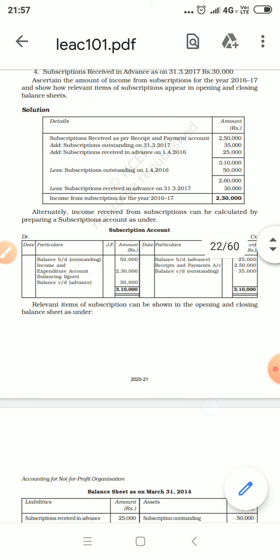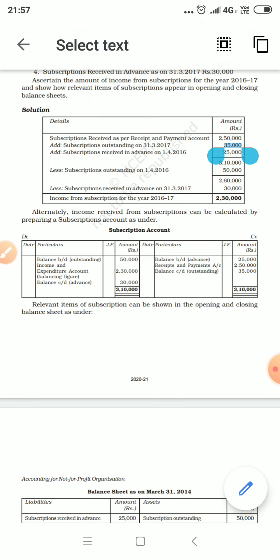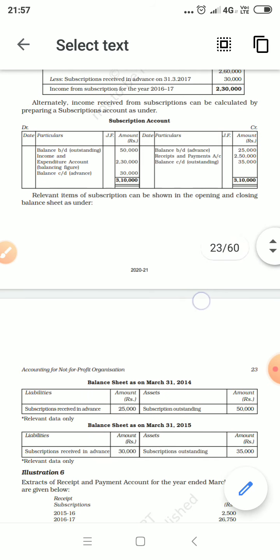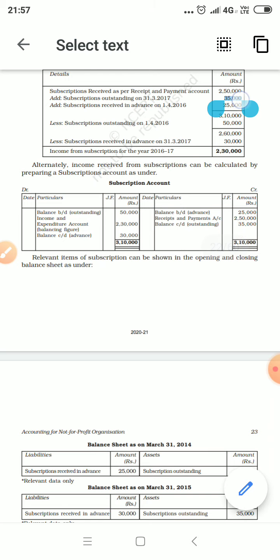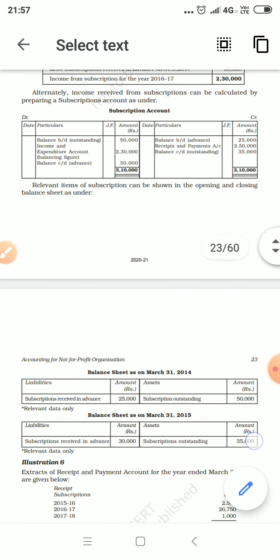Now, how it will appear in the balance sheet, that also I'll explain. The subscription outstanding of the current year is what we have to receive but did not receive. It will appear in the asset side of the current year's balance sheet. You can see two balance sheets have been prepared. The balance sheet date is wrong, children. This is actually 17 and this is actually 16. So the current year's outstanding 35,000 will appear in the current year's balance sheet asset side.